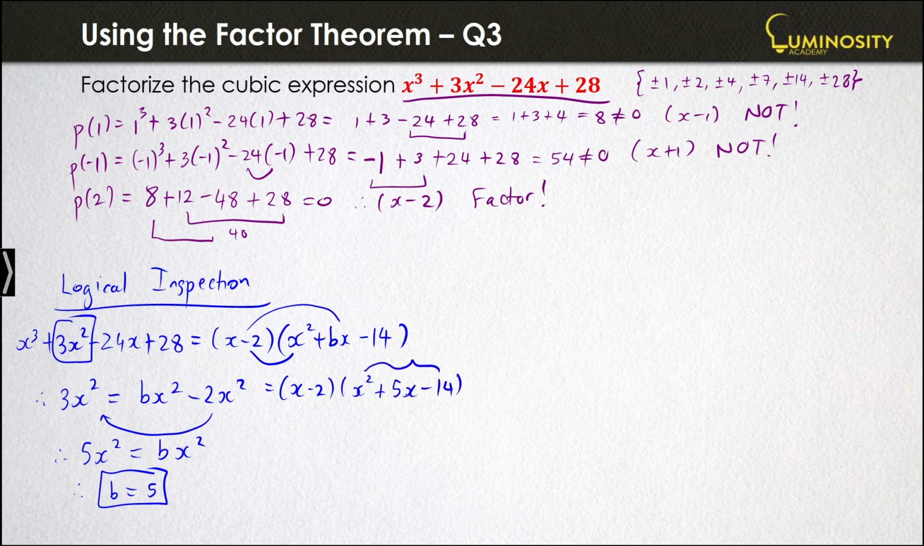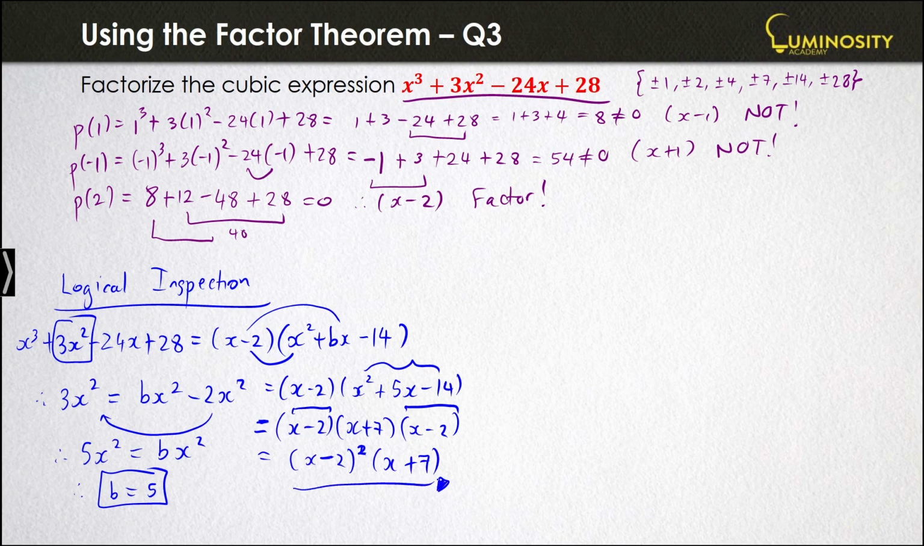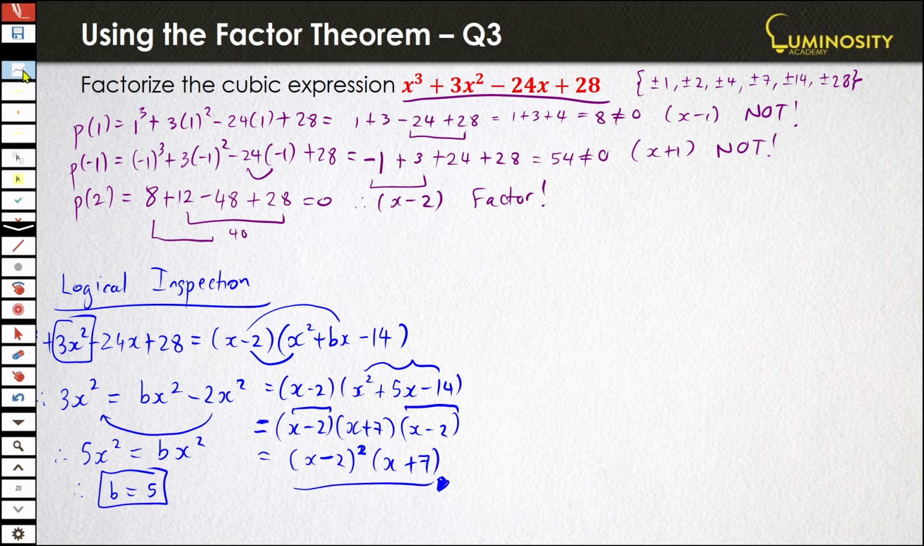But this quadratic expression can be factorized further. For the factors of 14, I can use 7 and 2 to get a difference of 5. So I'll use x plus 7 because I want a positive 5x, and an x minus 2. You can see x minus 2 is a repeated factor, so we can write it as x minus 2 all squared, times x plus 7. This is the full algebraic factorization of the original cubic expression.